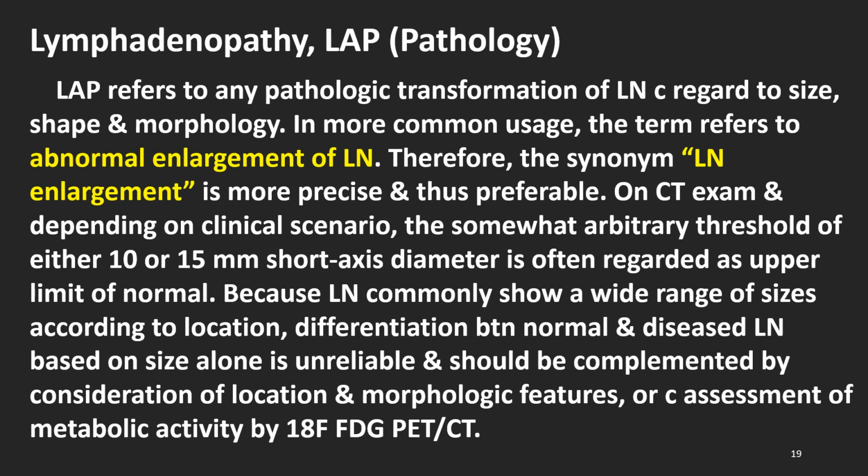On CT exam and depending on clinical scenario, the somewhat arbitrary threshold of either 10 or 15 mm short axis diameter is often regarded as upper limit of normal. Because lymph nodes commonly show a wide range of sizes according to location, differentiation between normal and diseased lymph node based on size alone is unreliable and should be complemented by consideration of location and morphologic features or with assessment of metabolic activity by FDG PET-CT.